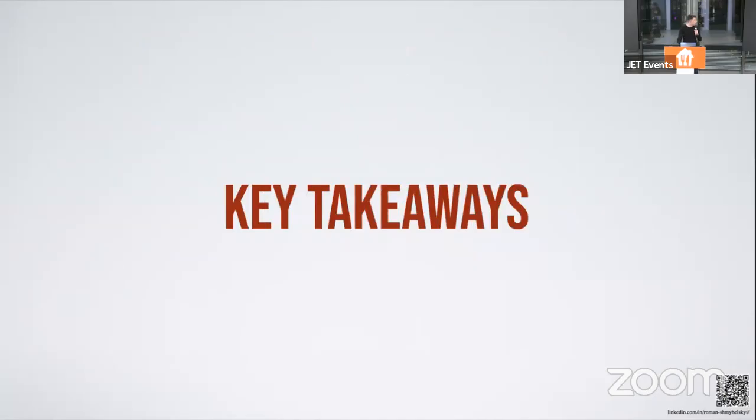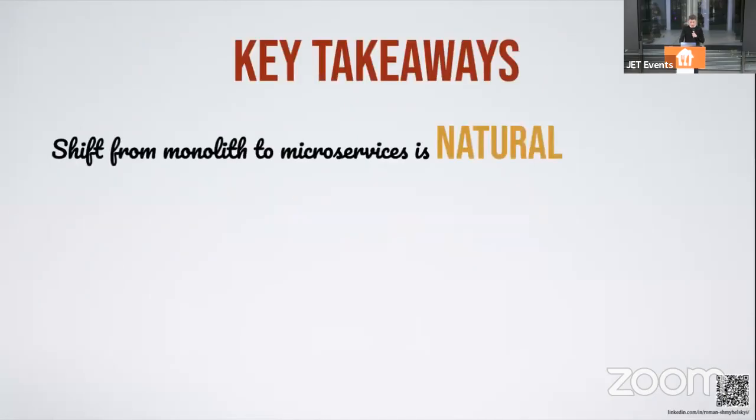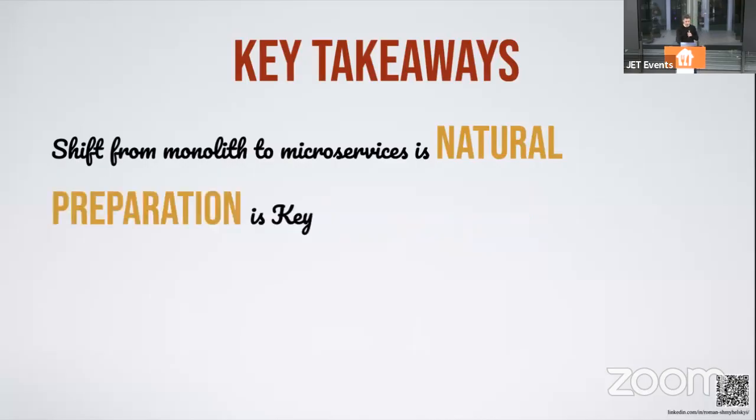So I want to wrap up with a few takeaways. The shift from monoliths to microservices is natural. We just need to learn how to do this. Preparation is the key. We need to think not one step ahead, but 10, 20 steps ahead. Not what it's going to look like when we have a monolith and one new service, but what it will look like when we have a monolith and 10 new services, 20 services, and then always challenge this plan.